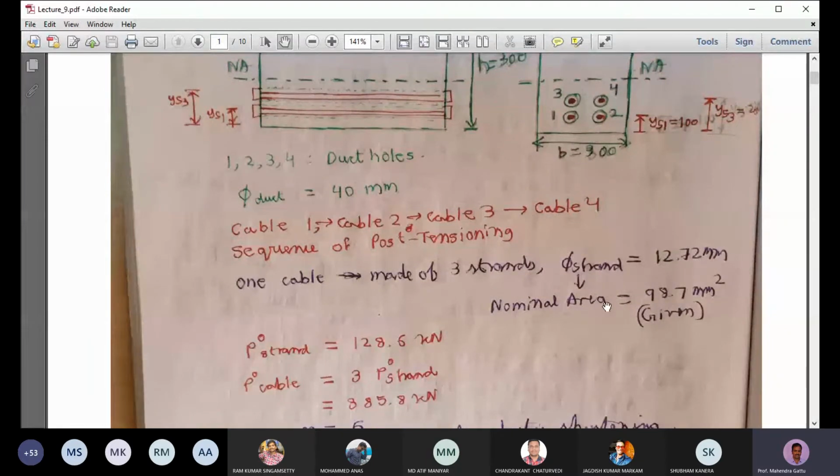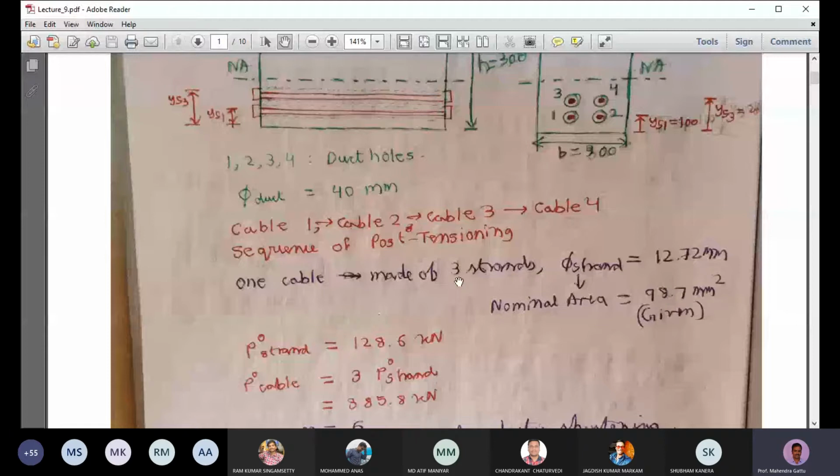And for this diameter, there is a nominal area given. We don't have to calculate it from this diameter; it's already given. It's 98.7 millimeters square. The strand is made up of a bunch of wires, so we cannot say that the area is pi by 4 into 12.72 squared; it is probably less than that. So that number is given as 98.7. There are 3 strands, so the area of the cable will be 3 into 98.7.